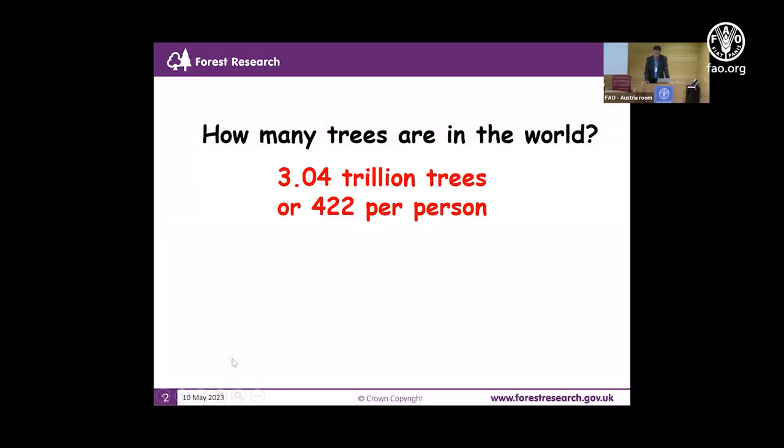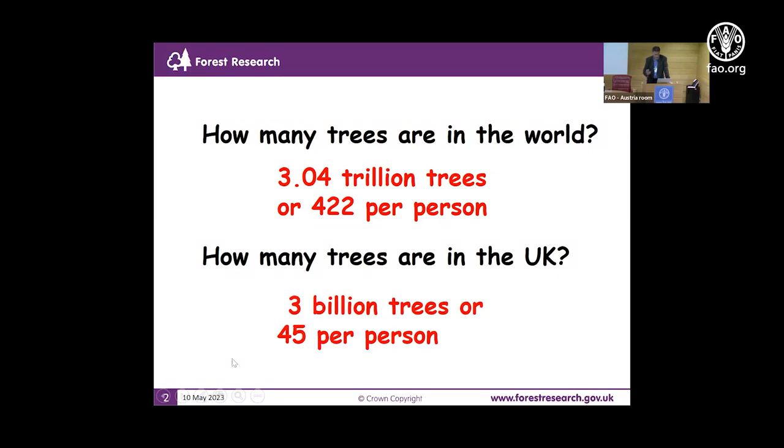I was going to do a quiz here, but I think we don't have the time. Let me explain why I'm asking that. According to NASA, we've got something like 422 trees per person allocated. This is our quota as a global population. In the UK, we've got only 45.